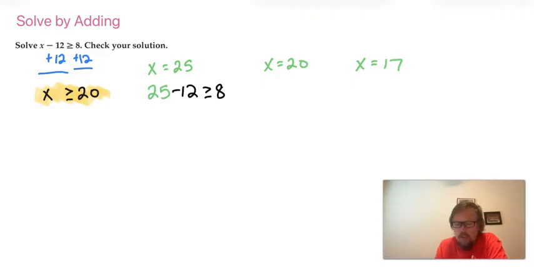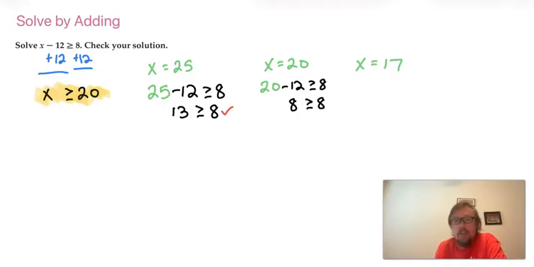Well, 25 minus 12 is 13. Is 13 greater than or equal to 8? Yes, it is. So I created a true statement, 13 is greater than or equal to 8. Likewise, if I plug in 20, 20 should also work, meaning 20 should create a true statement. 20 minus 12 is 8. Is 8 greater than or equal to 8? Yes, 8 is equal to 8, so it is greater than or equal to 8.